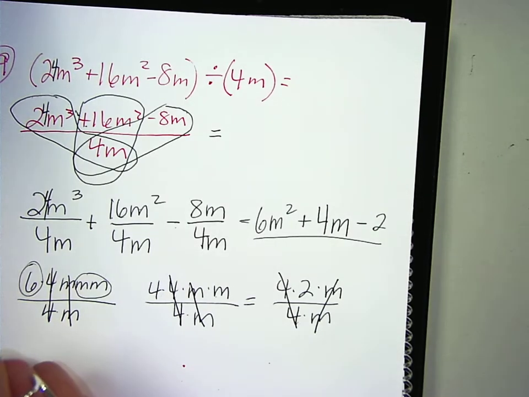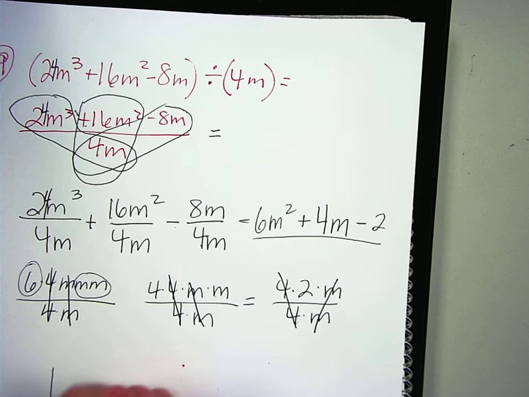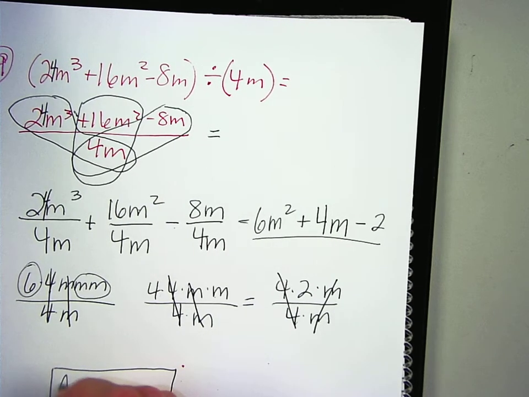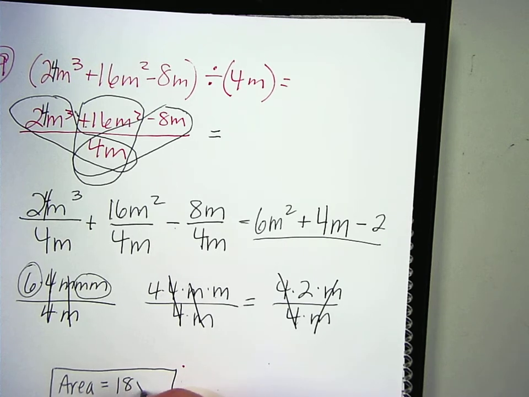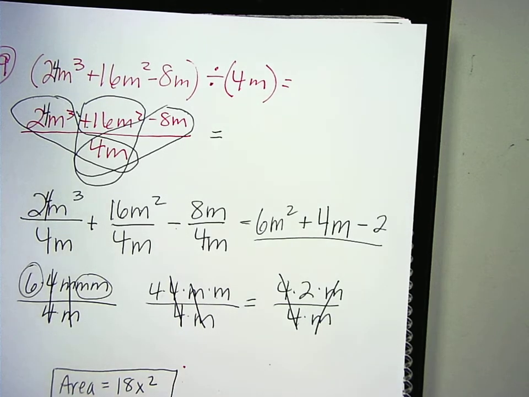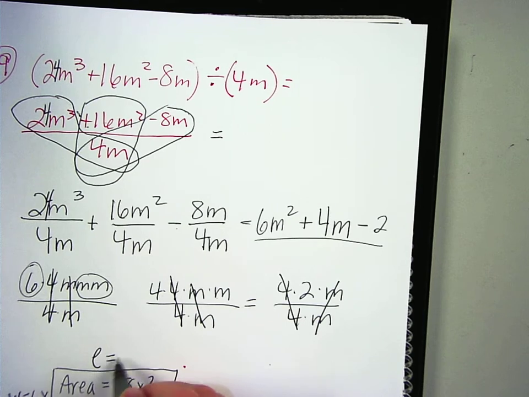And number 10. Okay, the area of a rectangle is 18x squared. And area is length times width. And the width is 6x. They tell us that the width is 6x. And the question is, what is the length?